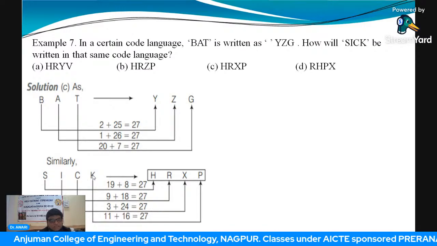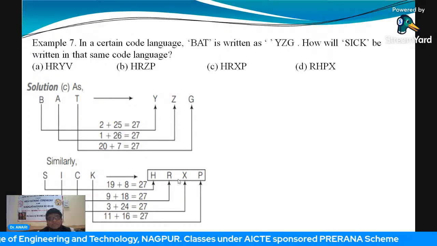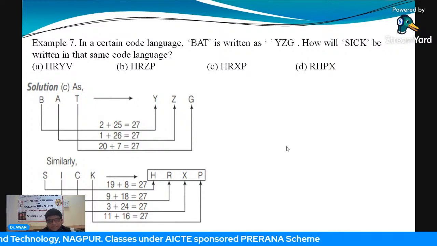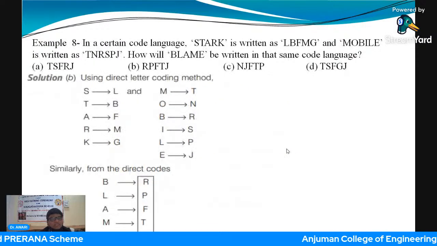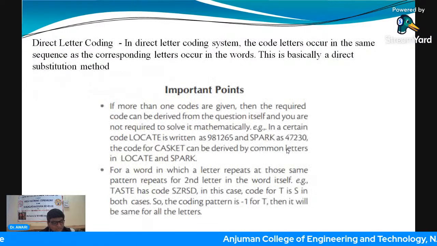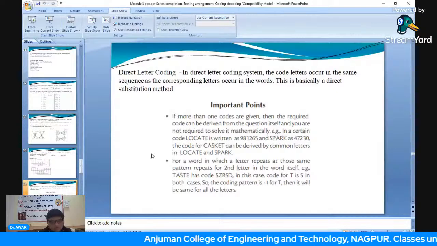So how will we write this SICK now? SICK is being written as HRXP. So logics are simple, but you need to practice it. You need to understand it. Okay. So this is about the coding system and all these things.